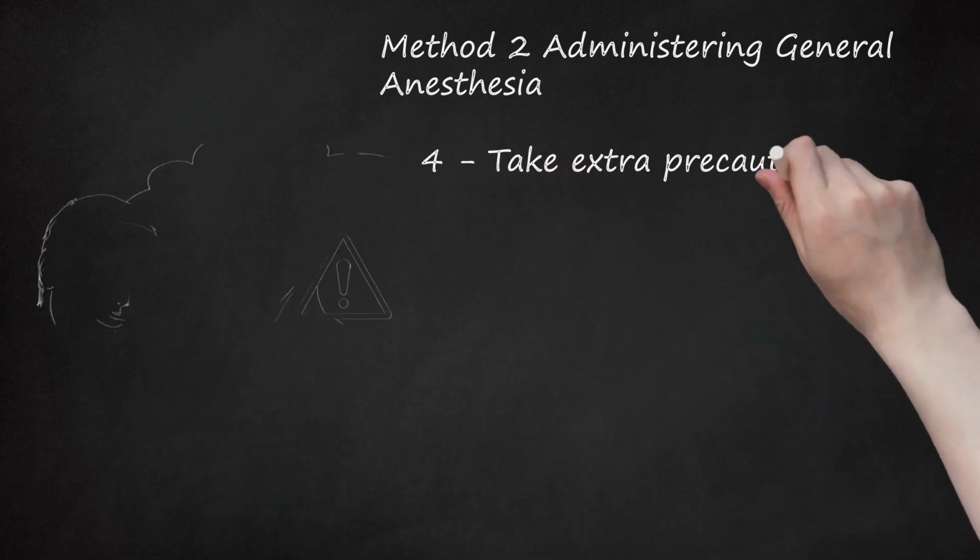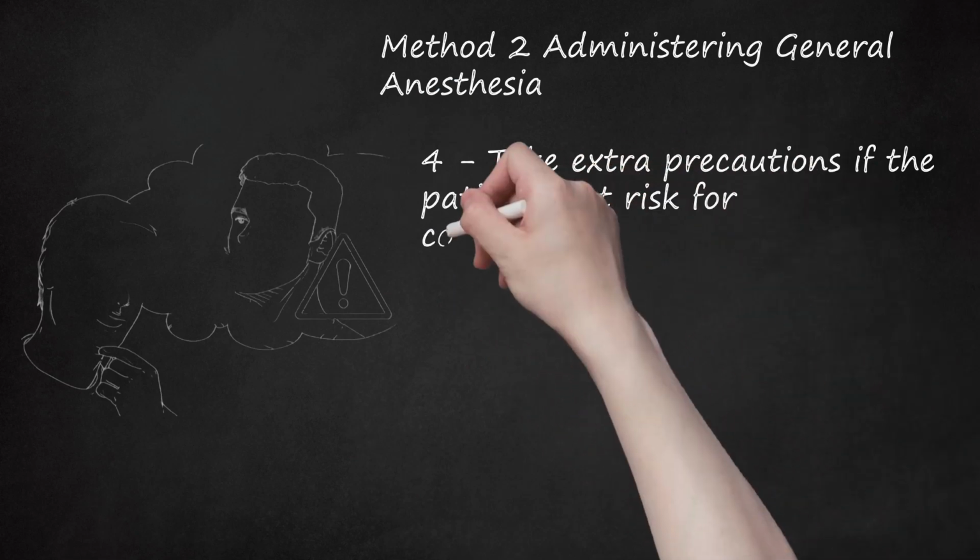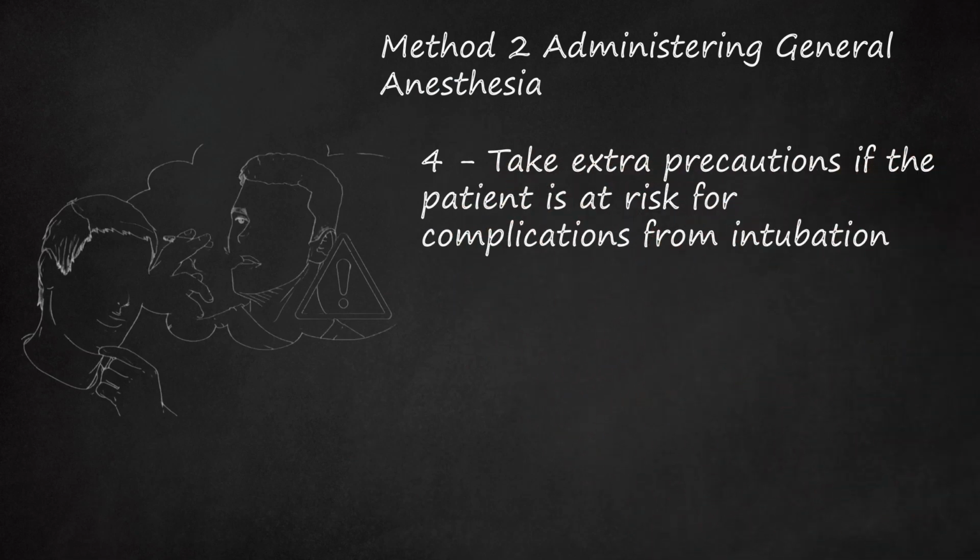4. Take extra precautions if the patient is at risk for complications from intubation. Some patients are at a higher risk of complications from intubation, which is why it is so important to review the patient's medical history and perform a physical exam. Patients that are at high risk for a difficult intubation may require an awake intubation, which can be performed with numbing medicine and sedation. This is done to ensure the patient's safety, and after the endotracheal tube is in place, the anesthesiologist will then provide anesthesia medications.